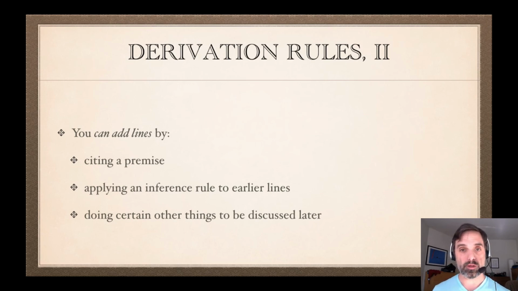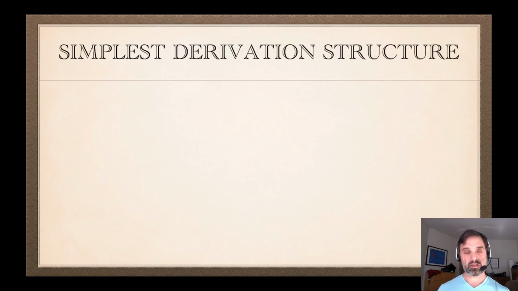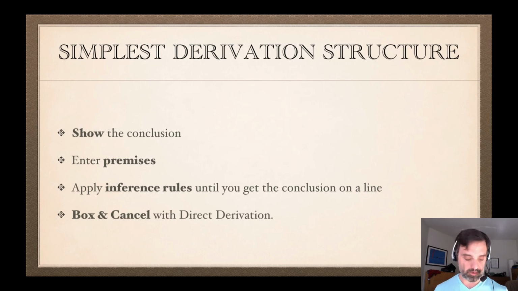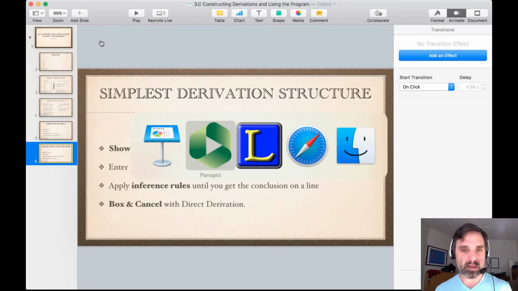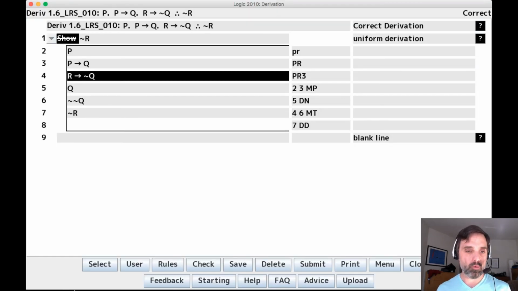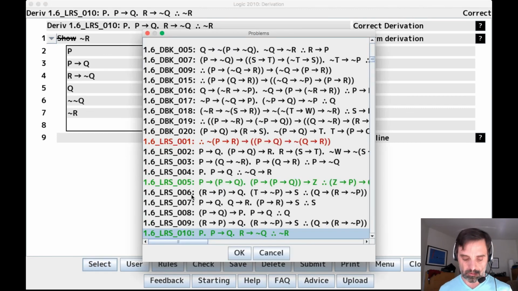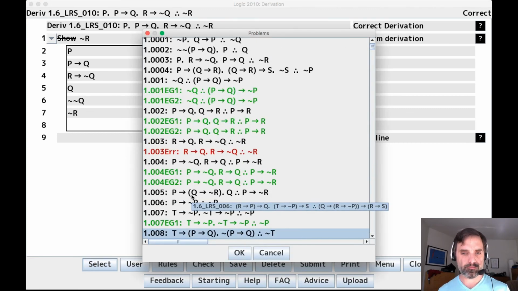So what you need to remember is that the simplest derivation structure looks like this. You show the conclusion, you enter the premises, you apply inference rules until you get the conclusion on a line, and then you box and cancel with direct derivation. And so I guess we'll take a look at just one more direct derivation to finish this off. And then in subsequent little videos, we will be looking at somewhat more complicated derivation structures.